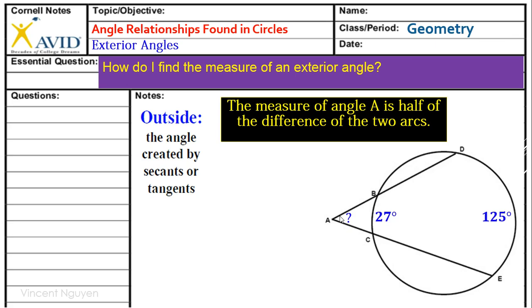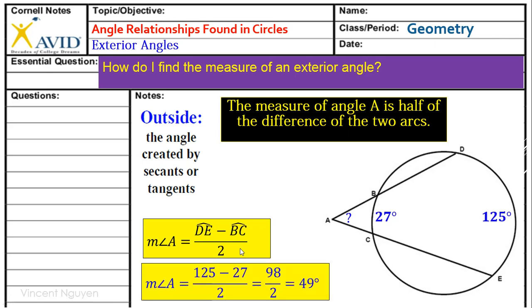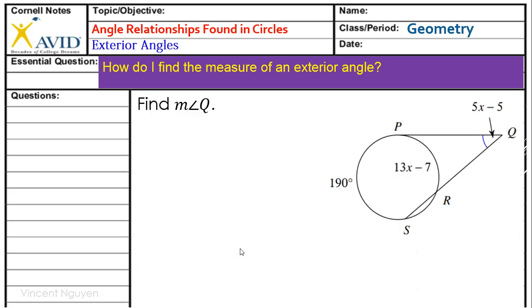They're contrast, sort of. All right, so you're subtracting BC from DE and then dividing by 2. So you're going to do 125 minus 27 divided by 2. Now subtract first and then divide, okay? Because that's done first. 98 divided by 2 will give you 49 degrees, which is angle A. Okay, so the formula is subtract the arcs divided by 2.